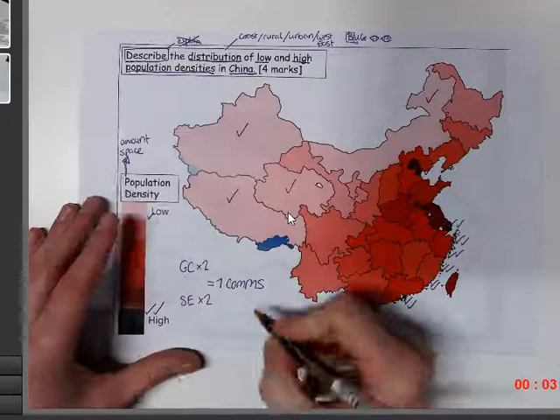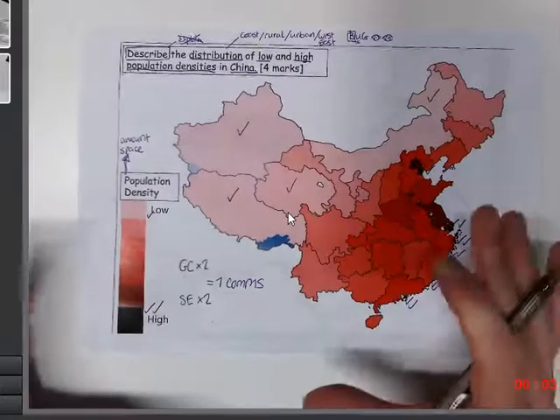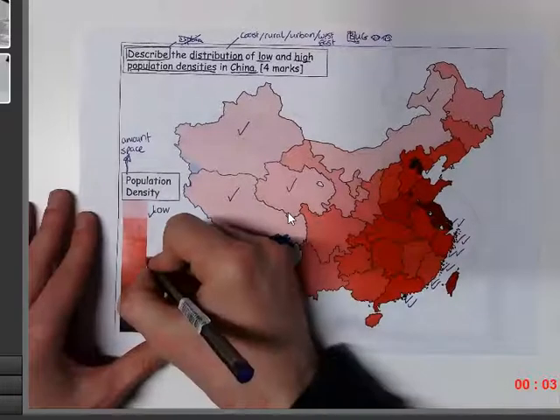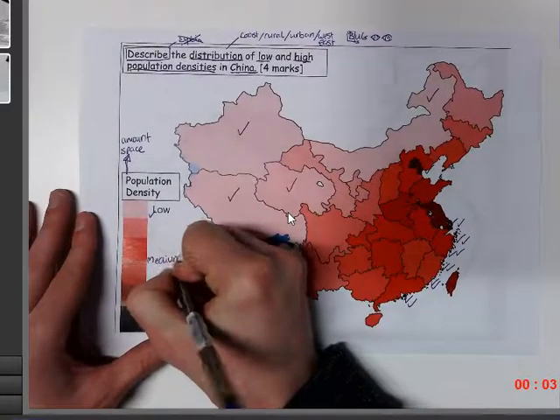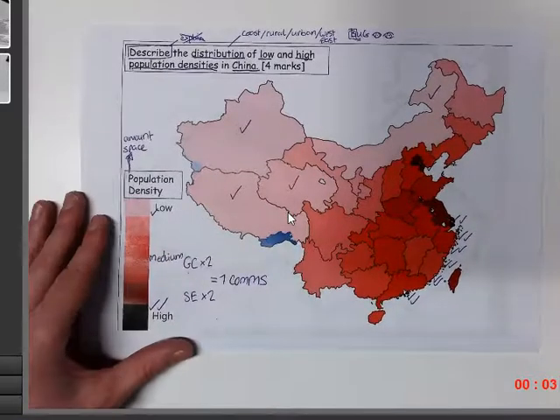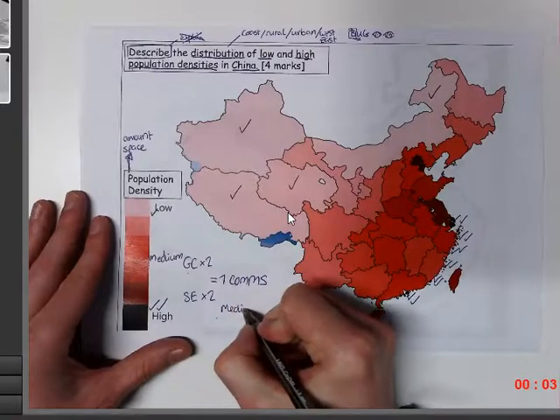Now I'll give you a sample for a different population density that you won't be using, so that you can go and write your own answer. It'll be the medium, the middle population densities. So I'm going to label it as medium. I'm not even going to mark them on the map, I'm just going to say where they are.